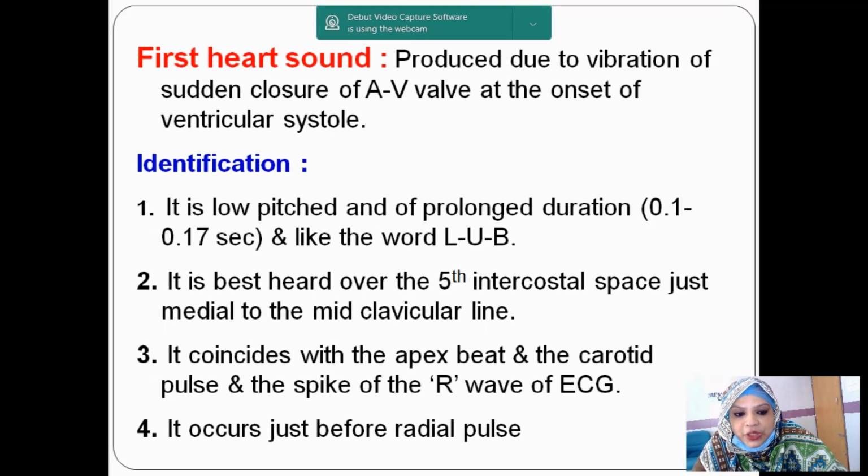Number 3, it coincides with the apex beat and the carotid pulse and the spike of the R wave of ECG. This is very important for MCQ. It coincides with the apex beat and the carotid pulse and the spike of the R wave of ECG. Number 4, it occurs just before the radial pulse. It is also important for MCQ. It occurs just before the radial pulse. These are the identification points of first heart sound.